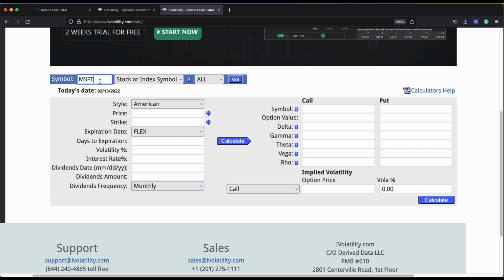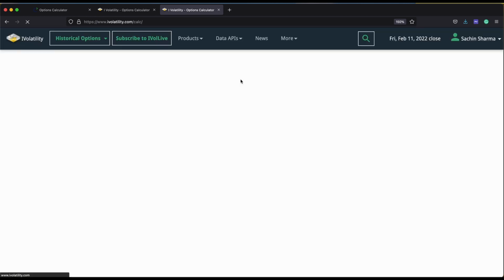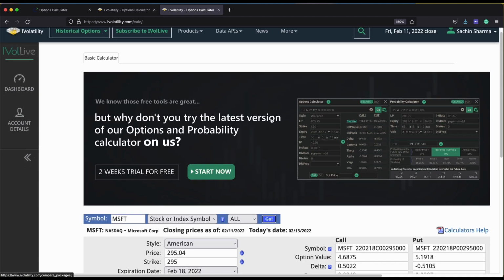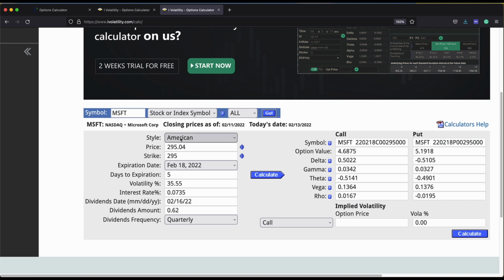So let's say by default there is MSFT and I just press go here and it will tell me exactly at this particular point, this is an American option. The stock price is 295, the strike price is 295. The latest option chain is at February 18, days to expiration, volatility, and interest rate are priced in, and based on that, what is the value of the option? The call is $4.6 and the put is $5.19.